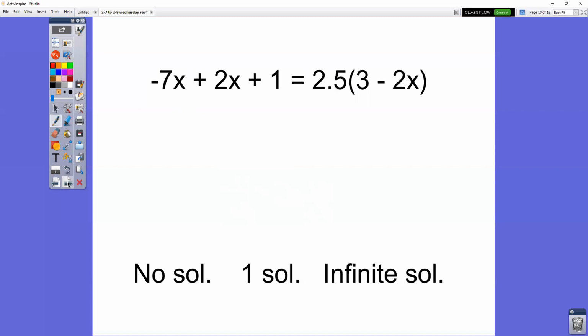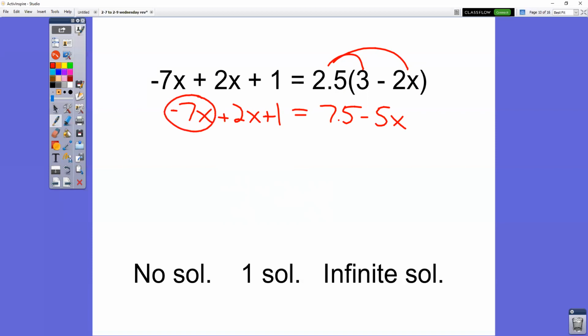So again, we do have to follow that same order, distributive property first. So I see parentheses here, so I want to do that first. 2.5 times 3 is 7.5. 2.5 times negative 2x is negative 5x, or minus 5x. Bring down everything else that we didn't use yet. So negative 7x plus 2x plus 1 equals that. Next thing on our list is combining like terms. I can add together our negative 7x and our 2x because they're on the same side of the equal sign. So that's negative 5x plus 1 equals 7.5 minus 5x.